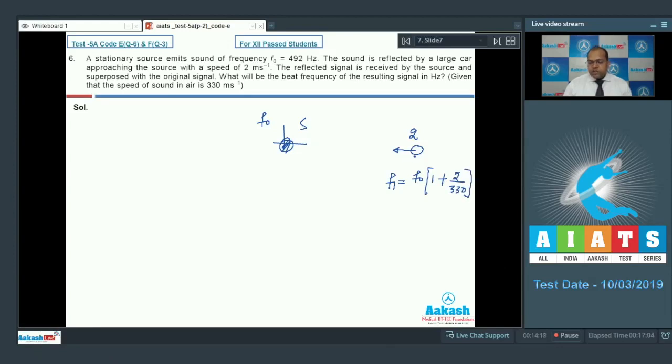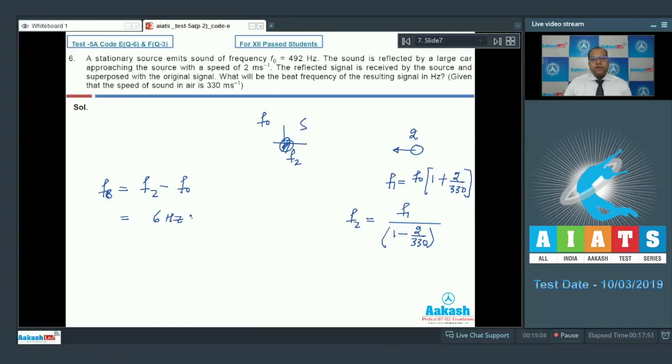Whatever frequency is received by this observer, the same frequency will be emitted by this observer, and f2 is the frequency observed by the original source. So the value of f2 can be written as f1 divided by 1 minus 2 by 330, as this observer is at rest. So the beat frequency is f2 minus f0. If I substitute the data and solve, it comes out to be 6 Hertz. So the correct answer for question number 6 is 6.